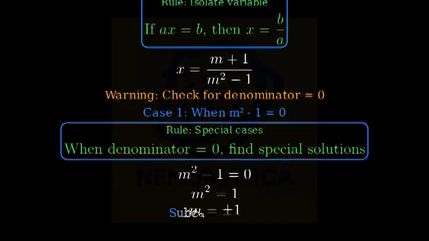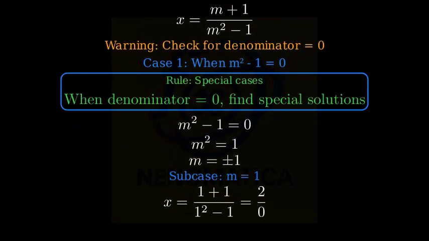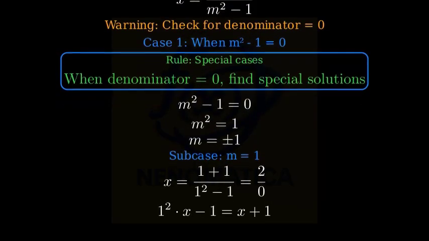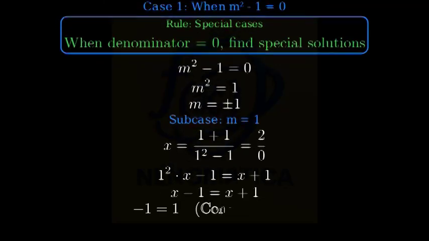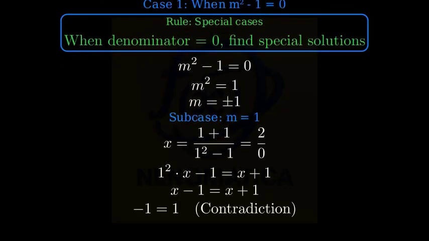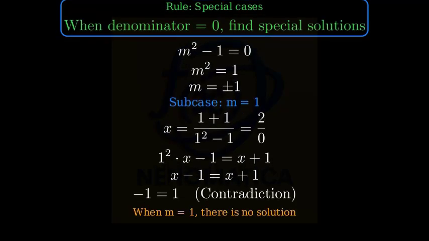Let's first consider the subcase when m equals 1. If we substitute m equals 1 into our original formula for x, we get x equals (1 plus 1) divided by (1 squared minus 1), which is 2 divided by 0. Since we can't divide by 0, we need to go back to our original equation. When m equals 1, the equation becomes 1 squared times x minus 1 equals x plus 1, which simplifies to x minus 1 equals x plus 1. Rearranging, we get negative 1 equals 1, which is a contradiction. Therefore, when m equals 1, there is no solution.